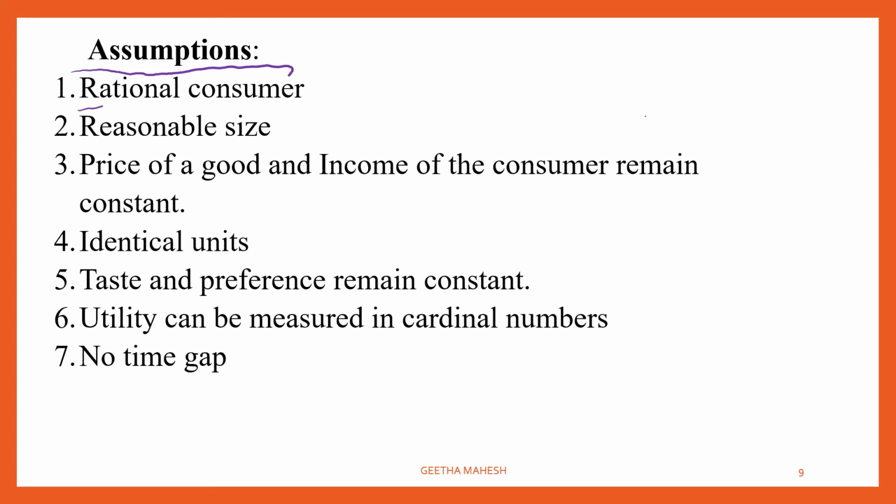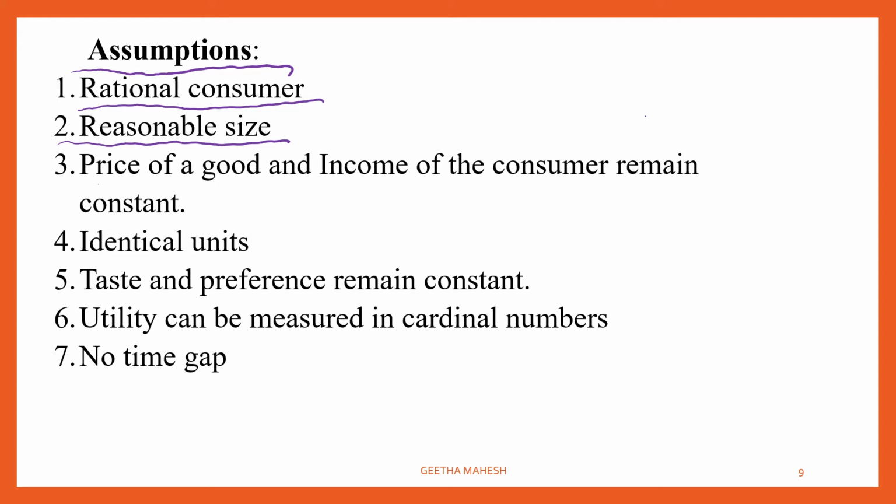The first one is a rational consumer. A rational consumer is a consumer who is able to calculate the utility that he can derive when he consumes a commodity. Then what is reasonable size? When we conduct the law of diminishing marginal utility experiment, the unit of consumption must be of a reasonable size. For example, if you take an apple, you have to consider one complete apple, not pieces of an apple.